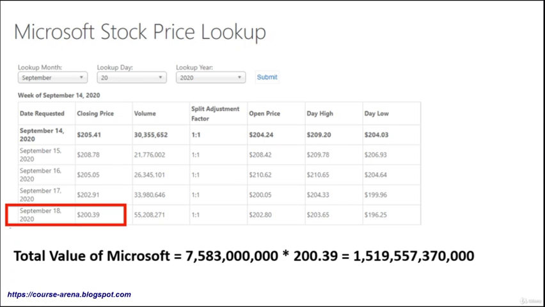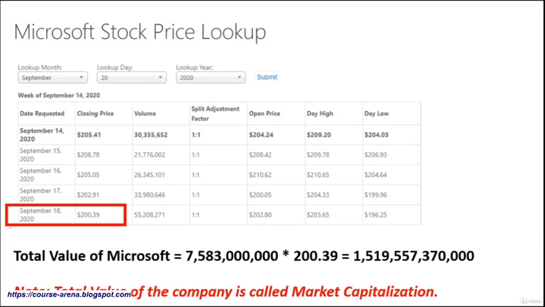So if I have to calculate the total market value of Microsoft considering 7,583,000,000 shares at 200.39, the total market value will be 1,519,557,370,000, or I can simply say $1.5 trillion. Well, I must mention one more thing, and that is the total market value of the company is also called market capitalization, or in short, market cap.